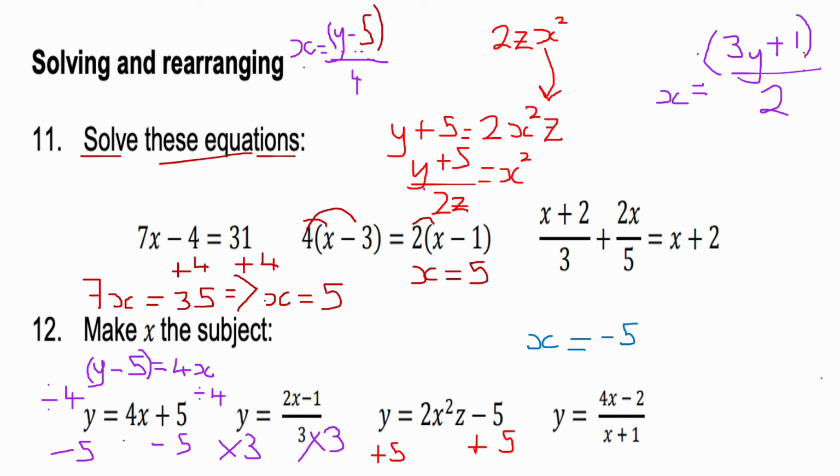So to get x squared, I've got to divide both sides by 2z, to get rid of this 2z here. So x squared equals this. So to get x, guys, x is equal to plus or minus the square root of y plus 5 all over 2z.